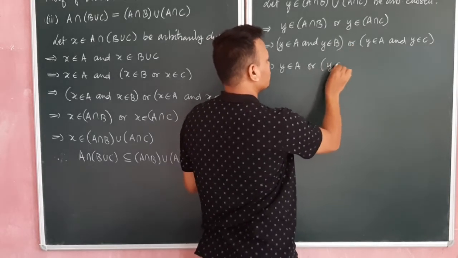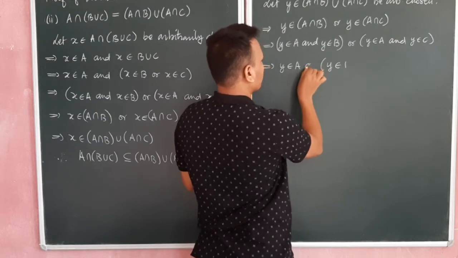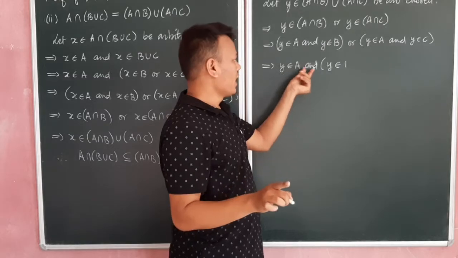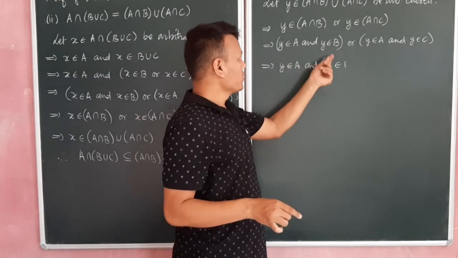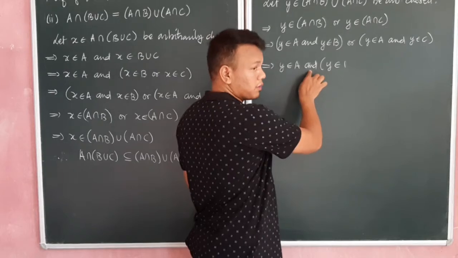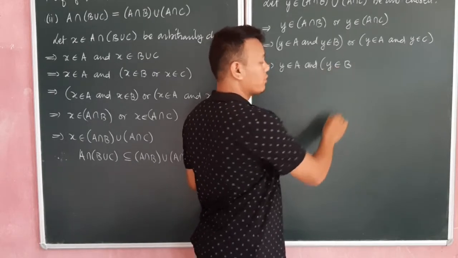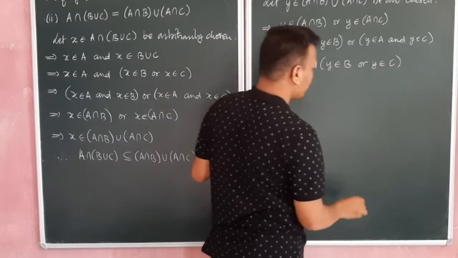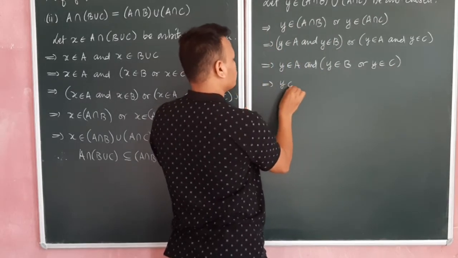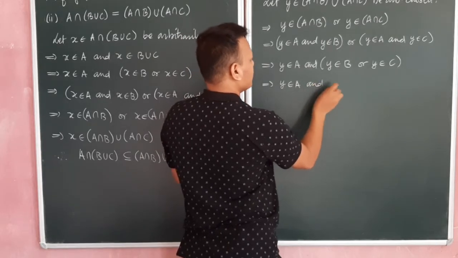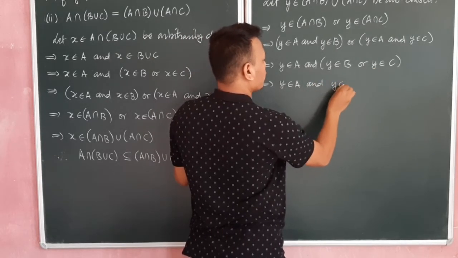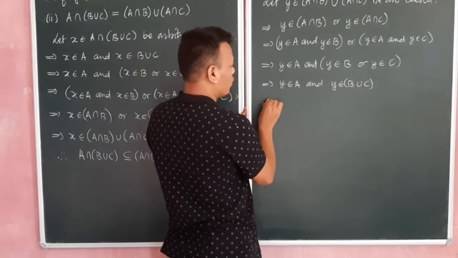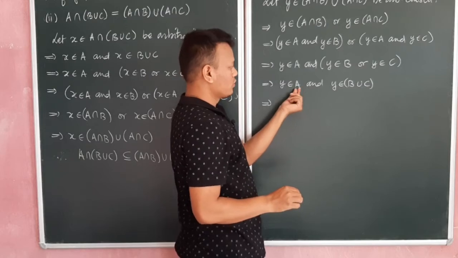So y belongs to A, that is already happening, and along with that y must be coming from B or y must be coming from C. I have written and here. Alright, so this means y belongs to A and now what is the meaning of this? This means that y belongs to B or C, means union C, isn't it? So if you combine these two, this is also a set, this is also a set.